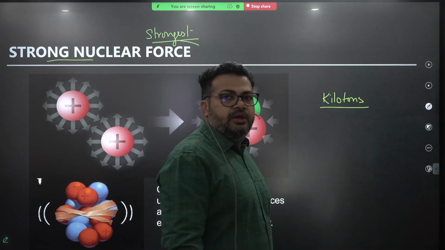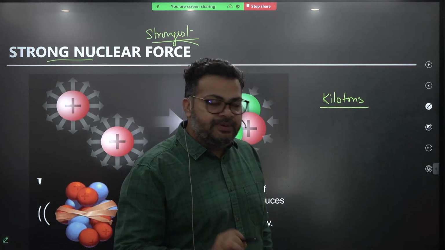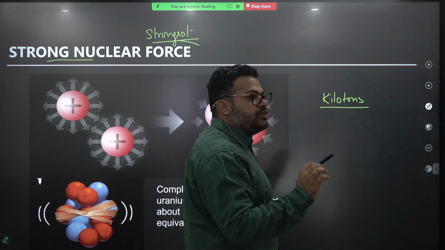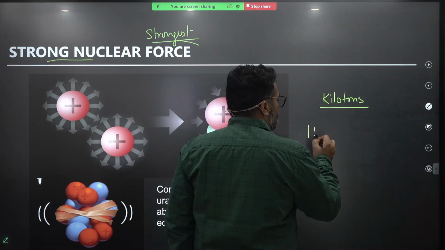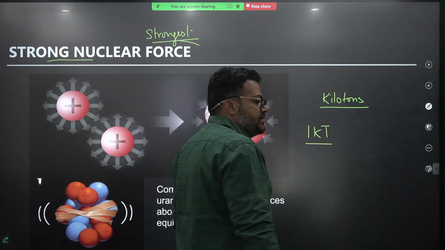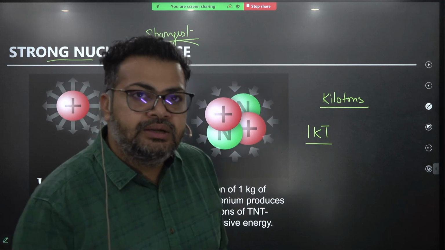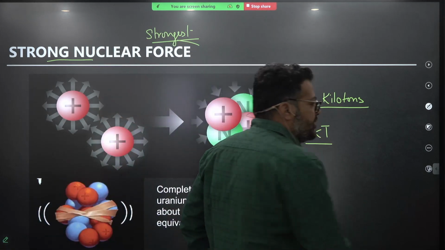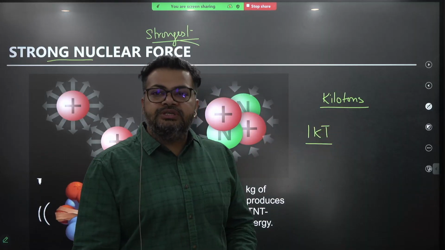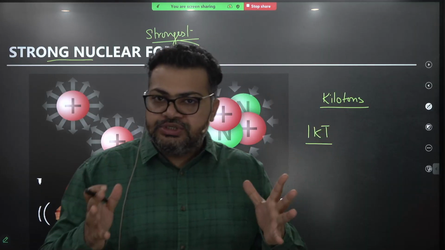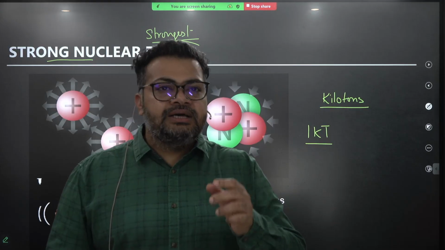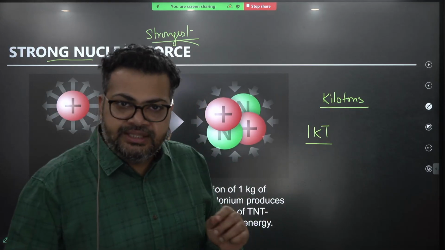Kilotons. What is the meaning of kilotons? Please pay attention. Suppose I have a nuclear bomb of 1 kiloton, and this 1 kiloton nuclear bomb is exploded. How much is the energy that will be released in this?